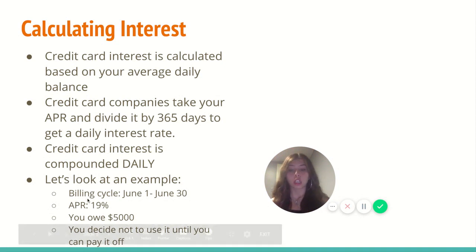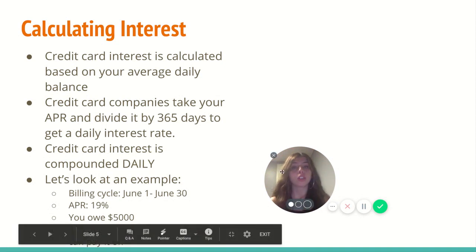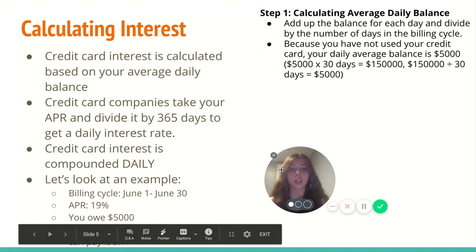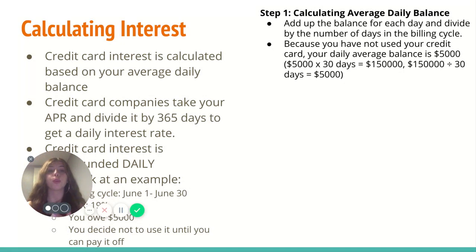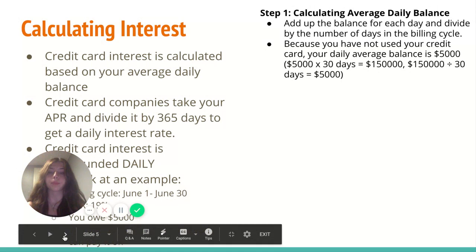So you decide not to use it until you could pay it off, which a lot of people do, but some people also just like to pay their interest off. So step one, calculate your average daily balance. You would add up the balance for each day and divide by the number of days in the billing cycle. Because you have not used your credit card, your daily average balance is $5,000. So it would be 5,000 times the 30 days in the month, which is $150,000. So 150,000 divided by 30 days equals 5,000.